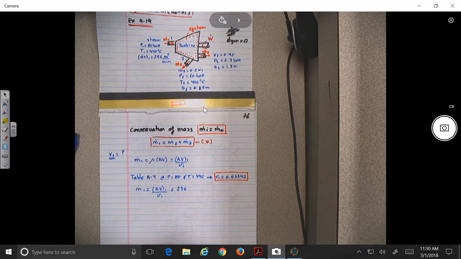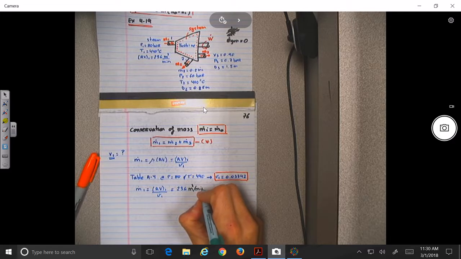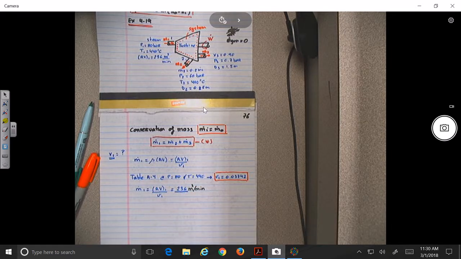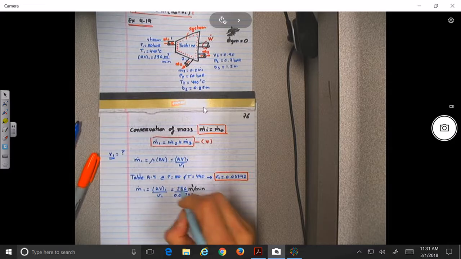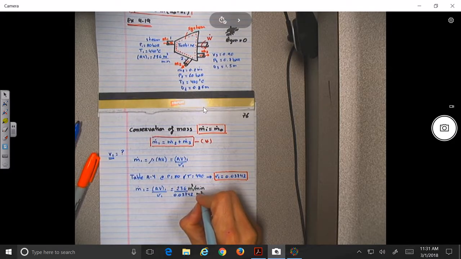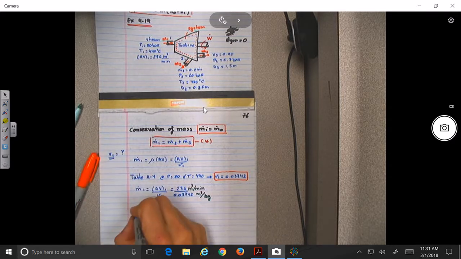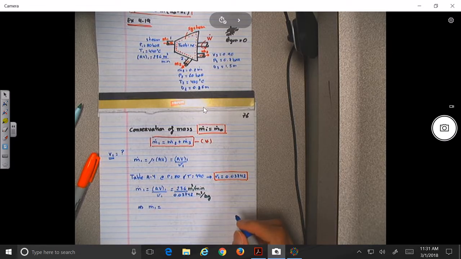My blue is dying. Oh, I have a new color here, so let's see if this one is thin or thick.